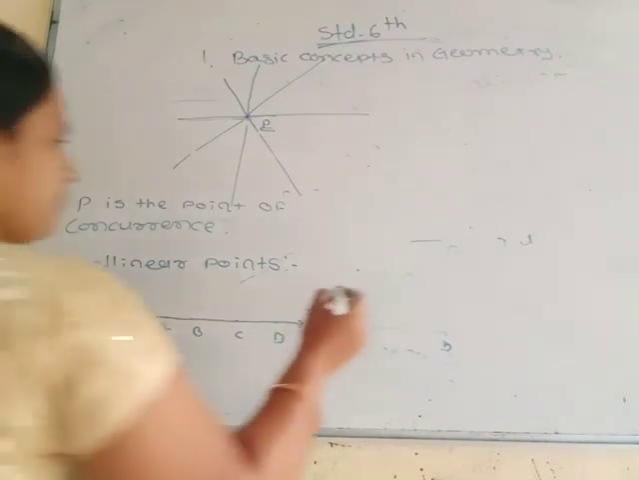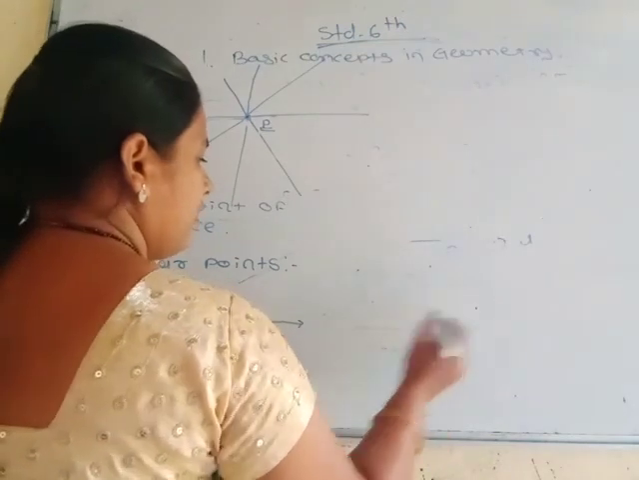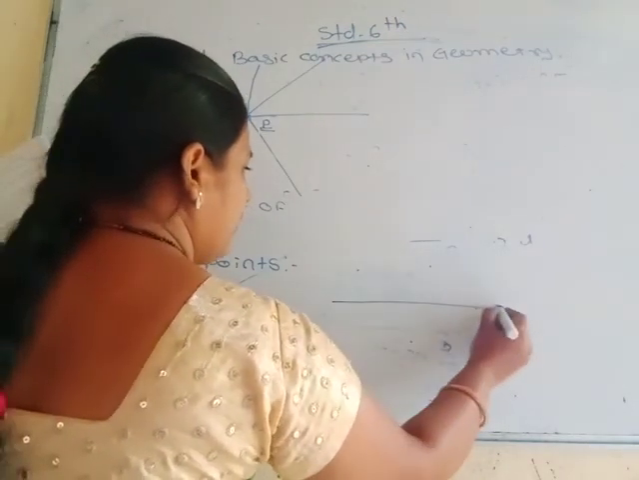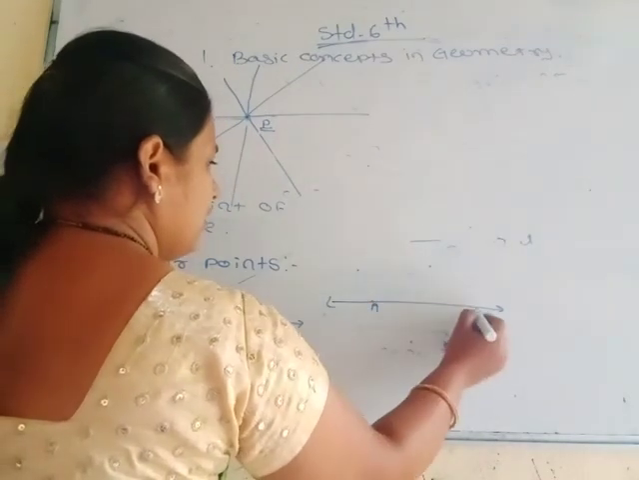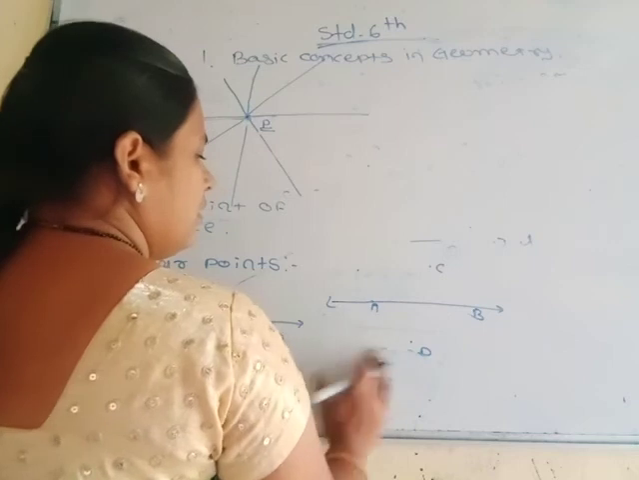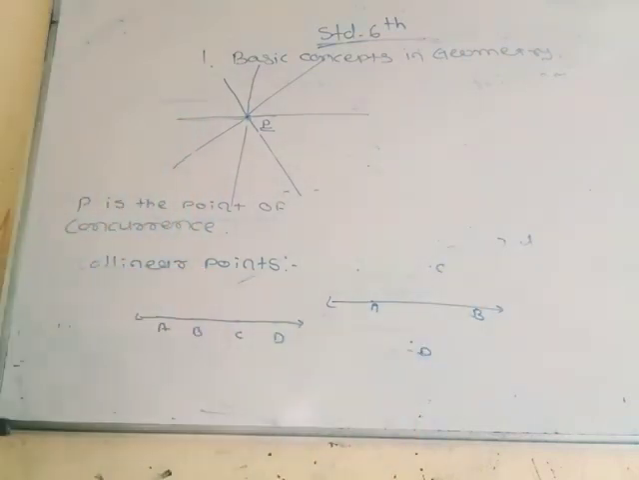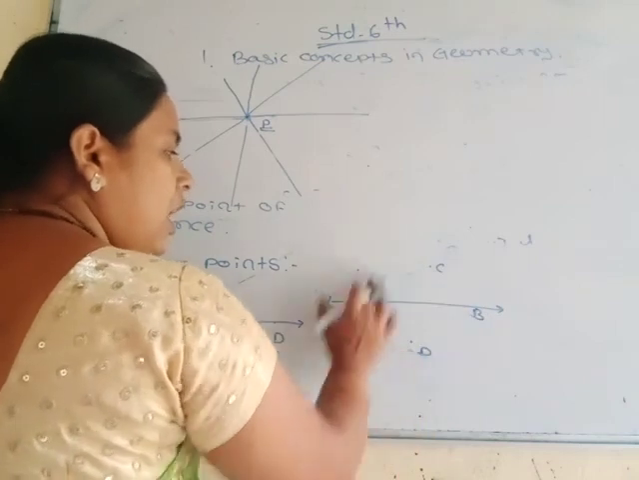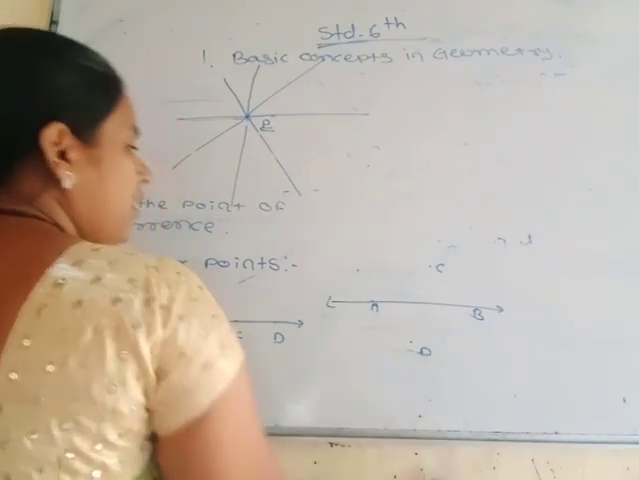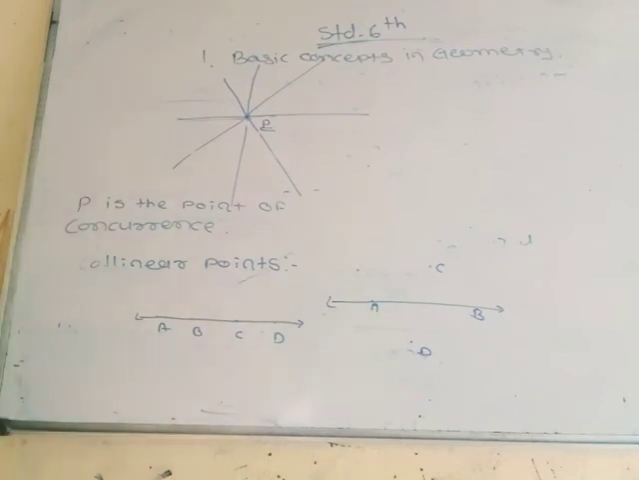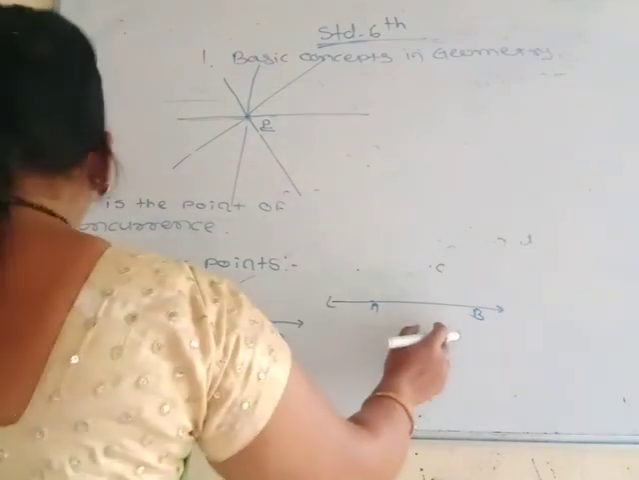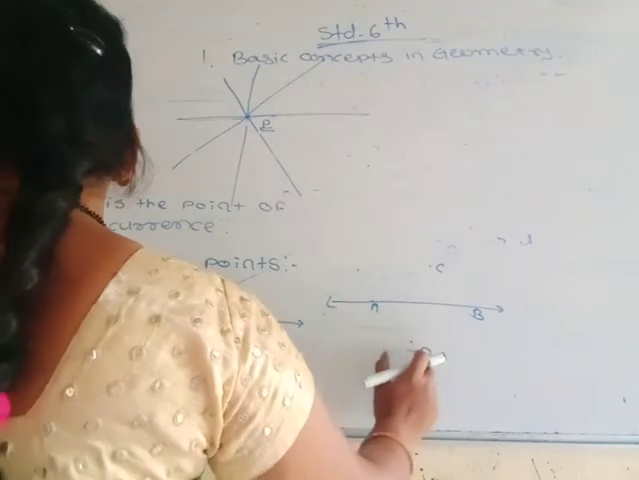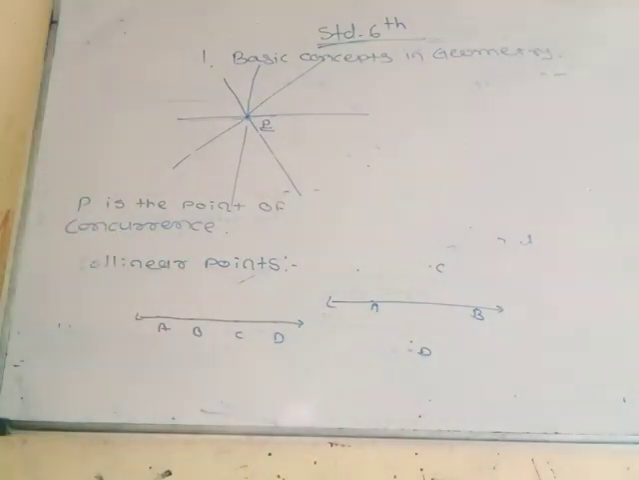Non-collinear points. The points which do not lie on the same line are called non-collinear points. Here, 4 points A, B, C, D: are all points on a single straight line? No. In the figure, points A, B, C, D are non-collinear points.